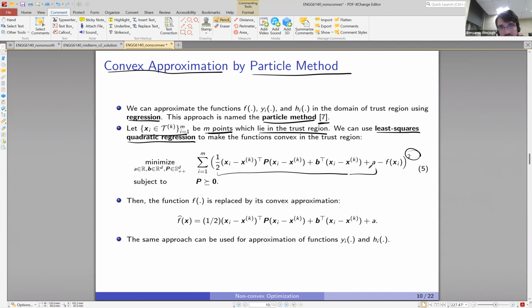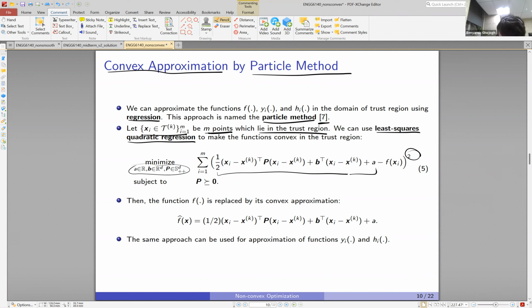This is a quadratic problem with unknown P, B, and A. These are the parameters, or the optimization variables. We want to find these. And we want this quadratic function to approximate, or regress, the function f the best. So this minus this is the error of this quadratic function from the function f, and we have the squared error, and we want to minimize the squared error over the m points.